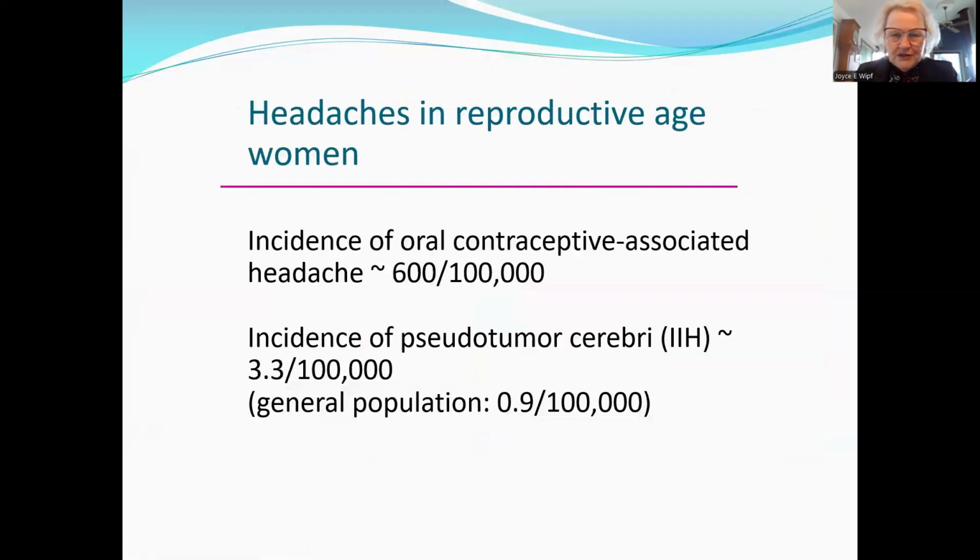So in our particular patient, headaches in reproductive age women, incidence of oral contraceptive associated headache, 600 in 100,000. Incidence of IIH is 3.3 in 100,000. And most importantly, the case was not consistent with that. Patient also could have had, for whatever reason, increasing tension type headaches not related to meds.